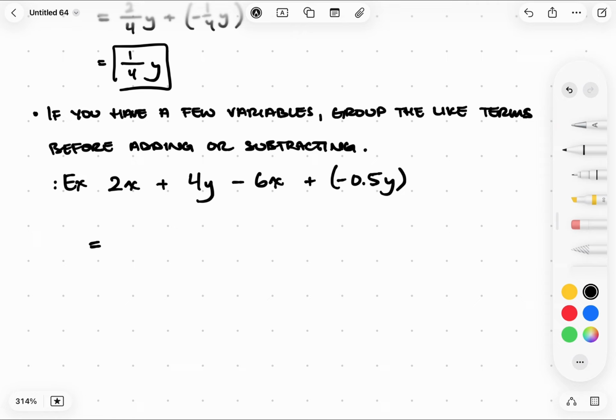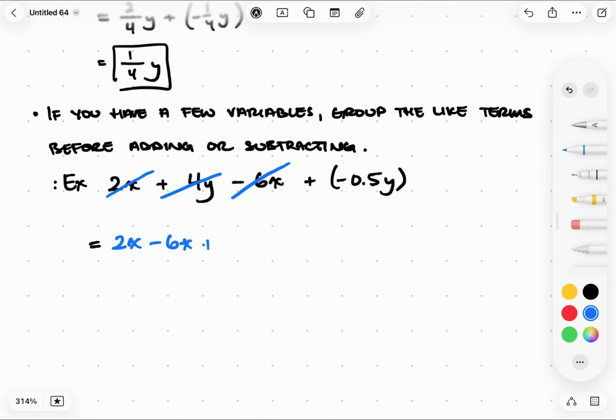I'm going to use a different color just to see the differences here. What I usually like to do is group the same variables first. So let's say I start with a 2x. As I sort this out, I'm going to scratch that so I don't redo it. And I'm going to look through the entire equation to see if there's another x. I see here that there is a negative 6x. I'm going to cross that off and write that down into my equation. If there's a minus or plus, just keep it in front of that term when you're putting it in. Then I'm left with the y's.